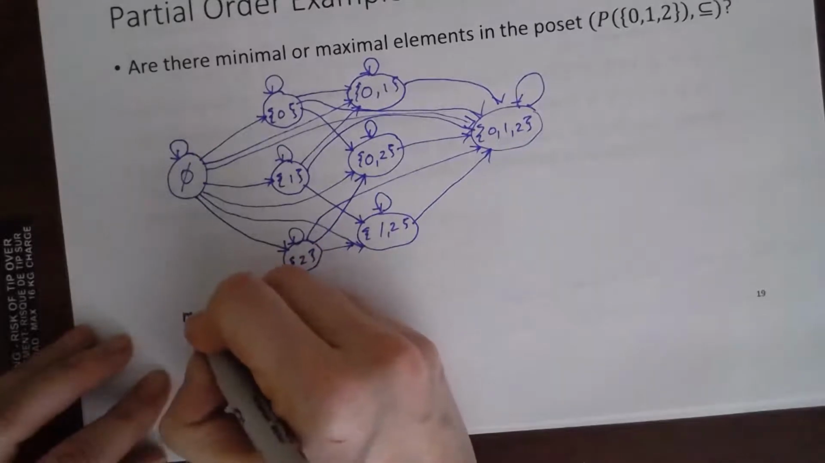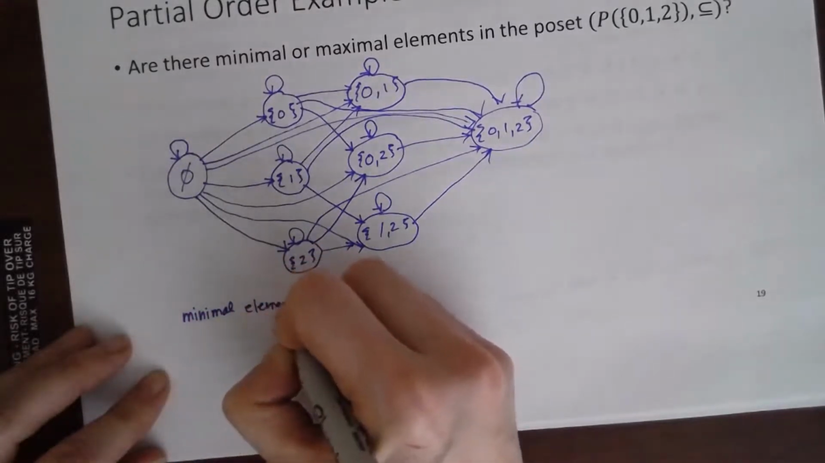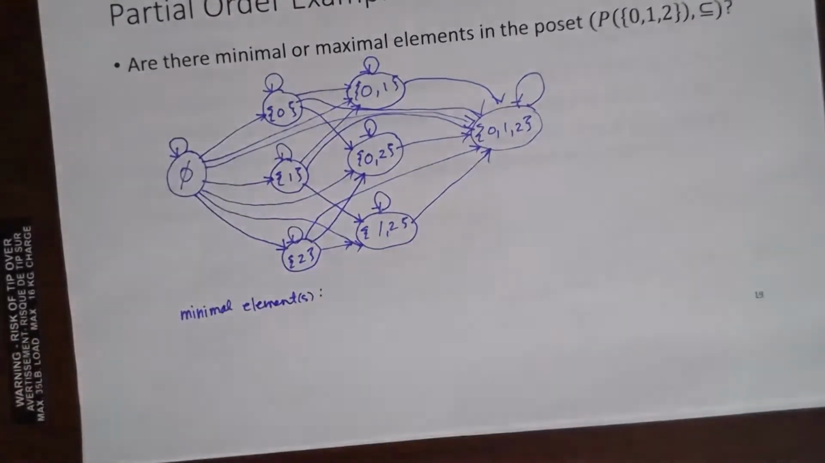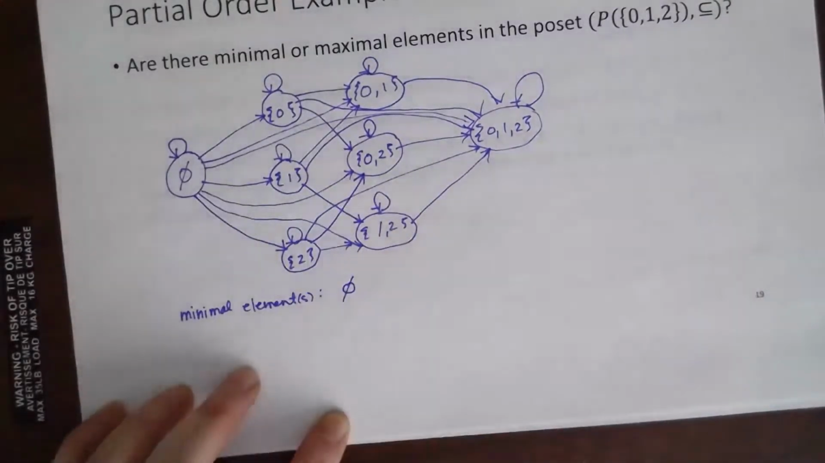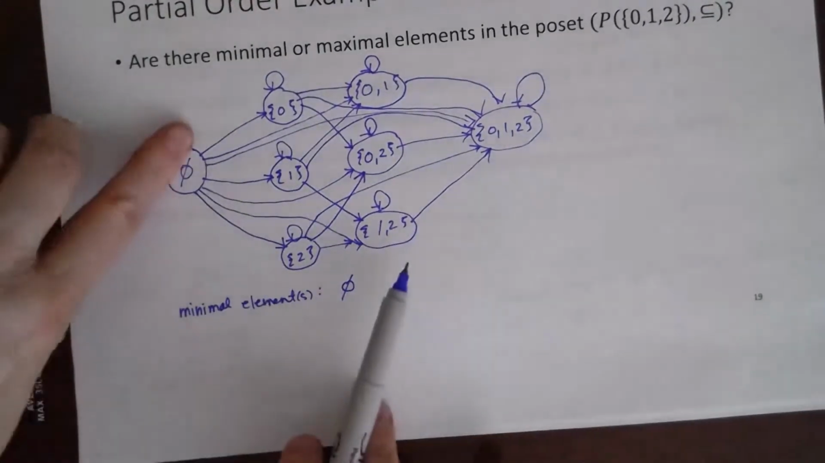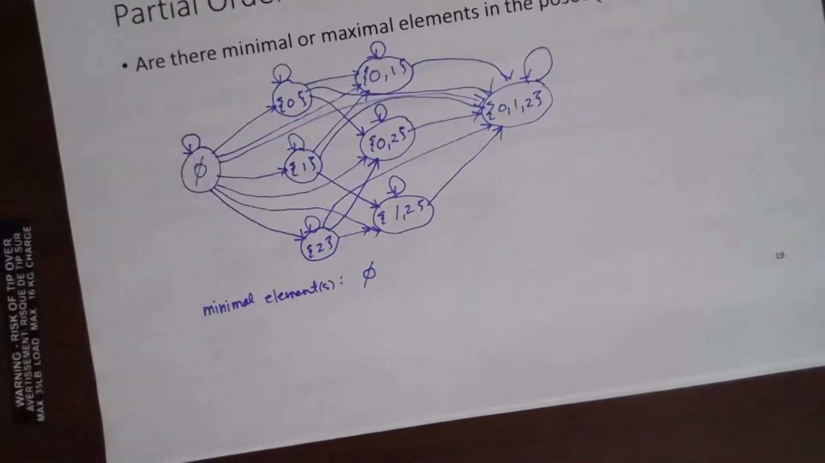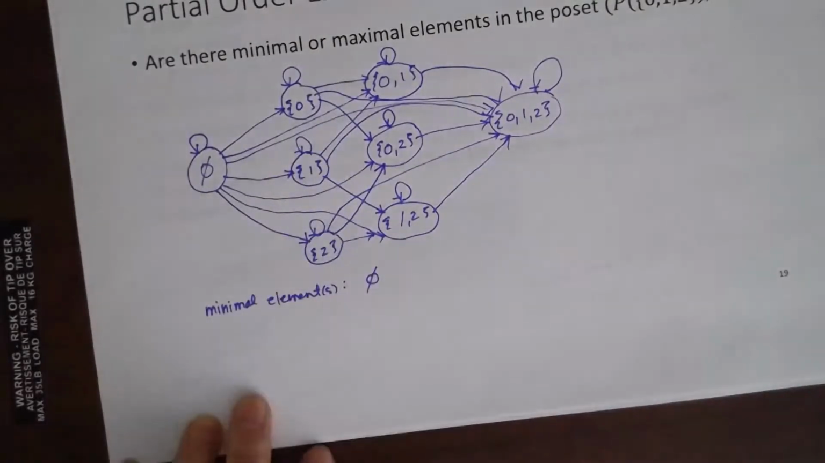So let's first of all look for minimal. Do we have anything that has only edges coming out of it besides its own self loop, Sam? Yeah, the null set, the empty set does. We've got this one. Notice if I take that away, it's only got stuff coming out. Everything else has stuff coming in and out.